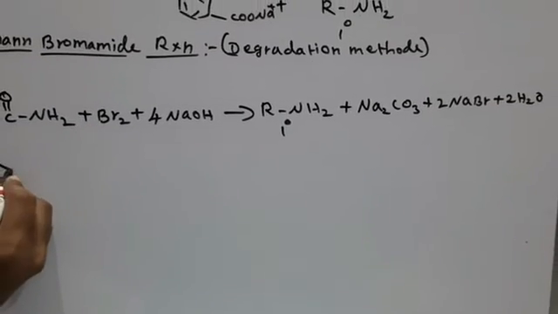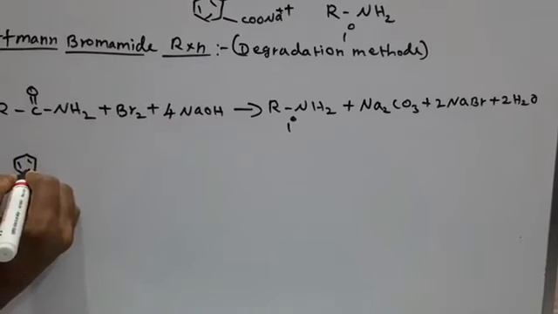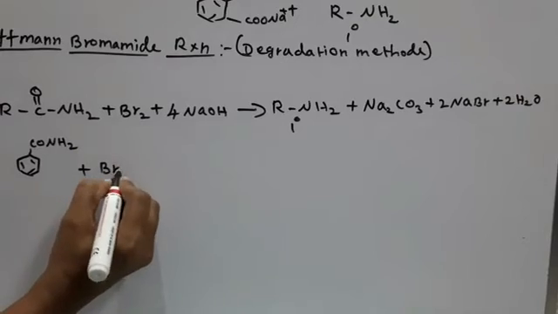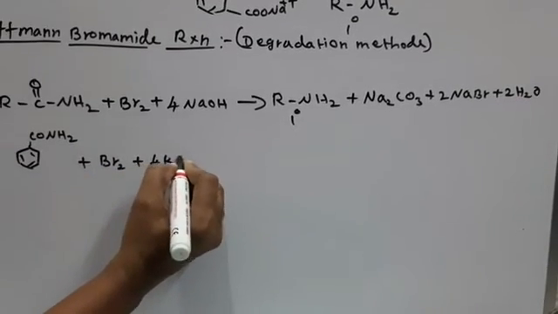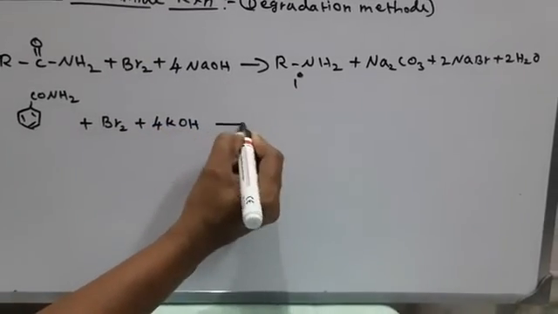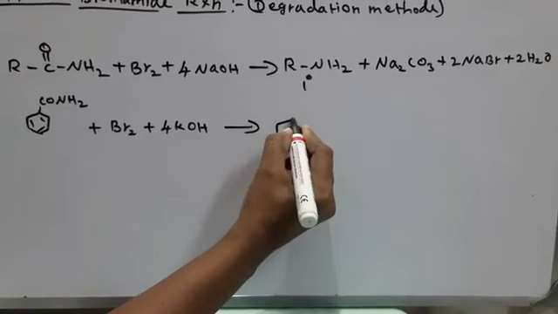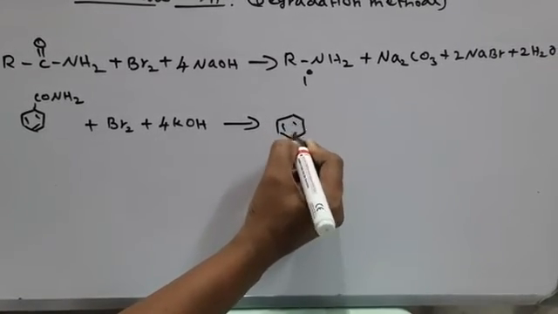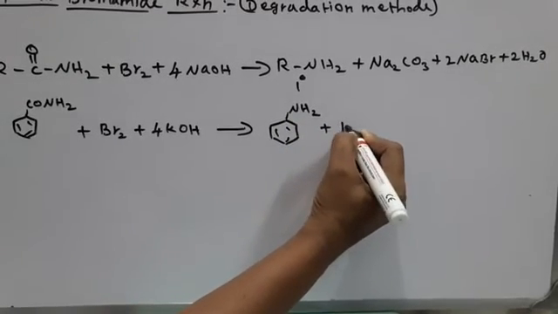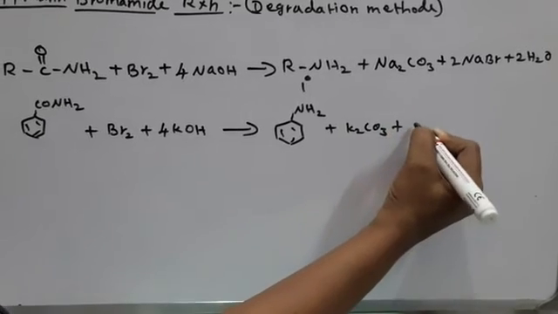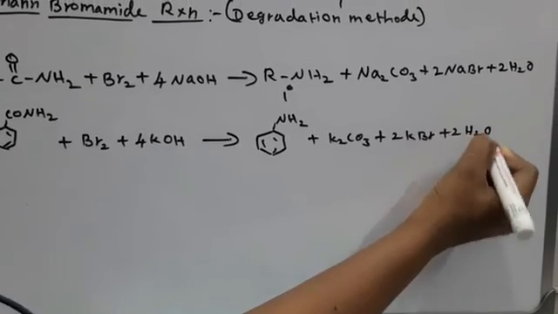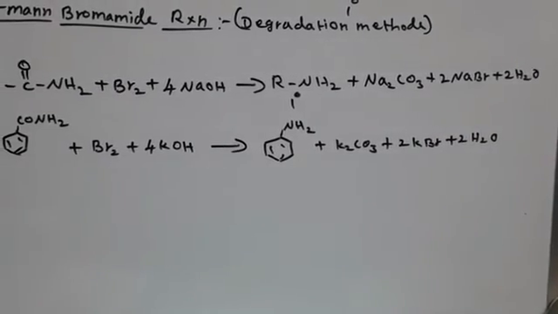Suppose aryl amide, CONH2 aryl amide, with the same bromine and now KOH. This is another base, like sodium hydroxide. So we can get the same aryl amine, NH2 aniline, aryl amine, plus K2CO3 plus 2KBr plus 2H2O. This is your Hofmann bromamide reaction.